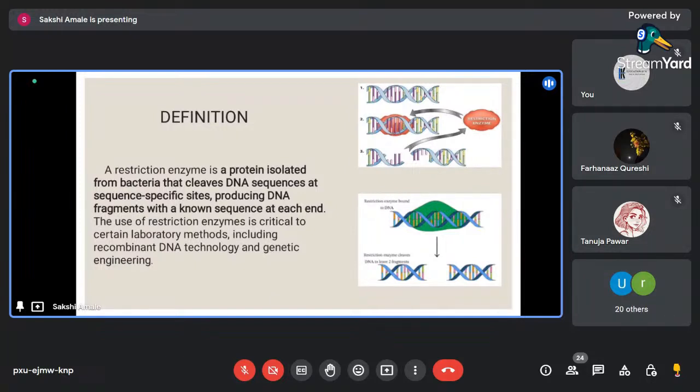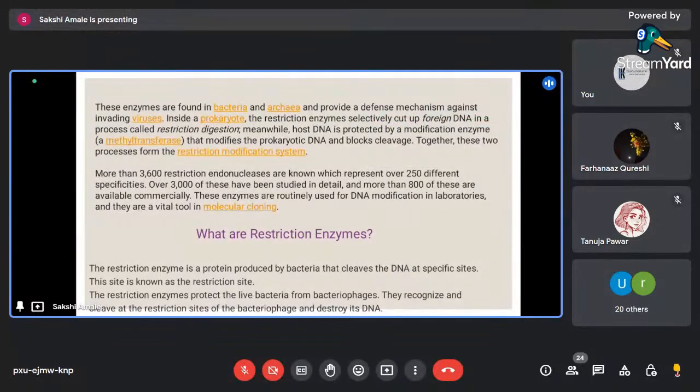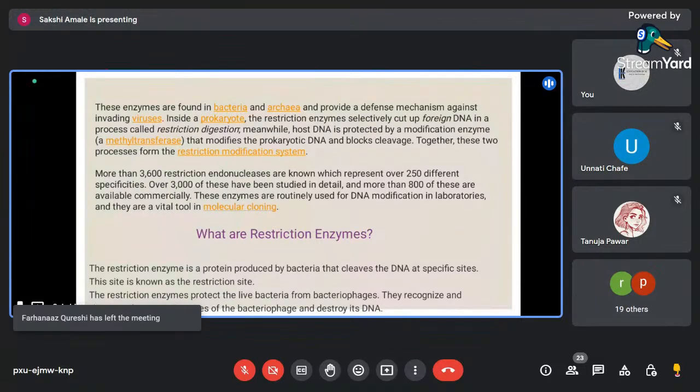Simply, we can say it is the molecular scissor that cuts double-strand DNA molecules at specific points, and it is found naturally in a wide variety of prokaryotes, and it is an important tool for manipulating DNA. So these enzymes are found in bacteria and archaea and provide a defense mechanism against invading viruses.